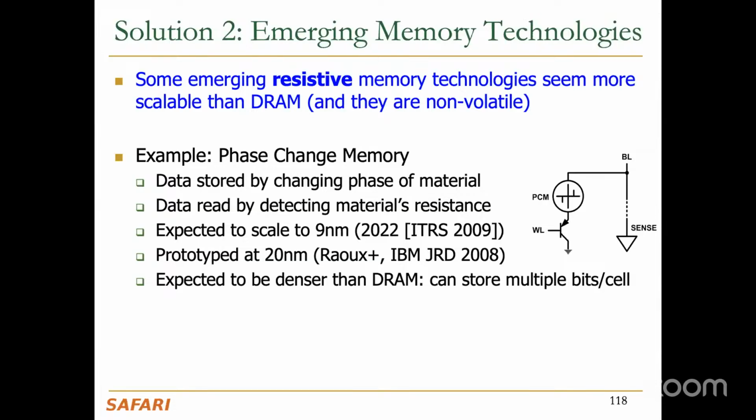Okay. And this was expected to scale to much smaller nanometers than DRAM, at least earlier. And it was prototyped at smaller nanometers than DRAM a long time before DRAM came to 20 nanometers. It's a beautiful paper, IBM, in 2008, as you can see. And you can also store multiple bits per cell, which is a concept that we will see when we get to flash memory, for example.